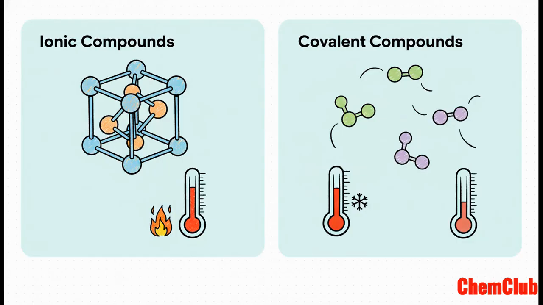Now, check this out. These two simple rules, giving or sharing, create materials with completely different personalities. The ionic compounds, the givers and takers like salt, form these huge, strong crystal structures with really high melting points. But the covalent compounds, the sharers like water or candle wax, form individual little molecules. They're held together more weakly, so they have much lower melting points.